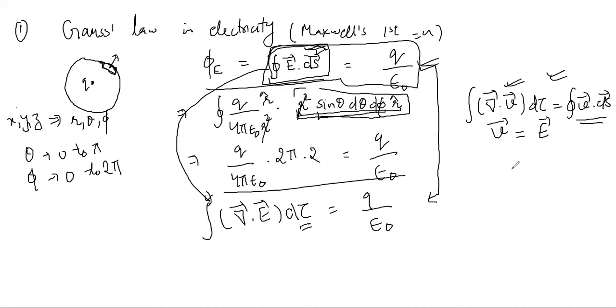V dot dS is equal to del dot V d tau. If I replace V with E, which is your electric field vector, then E dot dS has to be equal to del dot E integrated over volume here. And that's what we have done here.